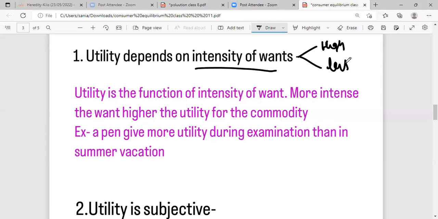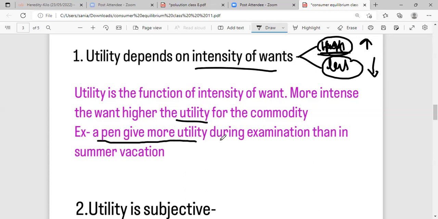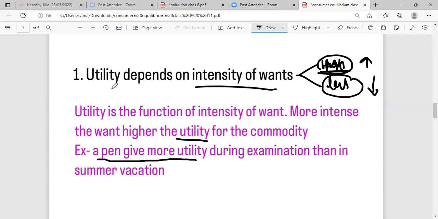So utility depends on intensity. If you are satisfying your less intense want, then your utility will be less. If you are satisfying your more intense want, then your utility will be high. The more intense the want, the higher the utility for the commodity. If you satisfy your more intense want, your satisfaction will be more and your utility will be more. Example, a pen gives more utility during examination than in summer vacation. Clear? If your want is more intense, then you will get more utility.